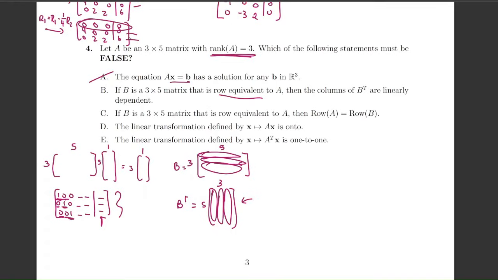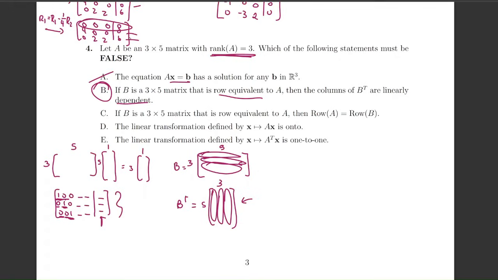And because B is row equivalent to A, it retains the properties of A, where the rows are linearly independent. So B will also have linearly independent rows. Because of that, this transpose is going to have linearly independent columns and not linearly dependent. So this is the false statement. Looking at the third option, if B is a 3 by 5 matrix that is row equivalent to A, then the row space of A equals the row space of B.